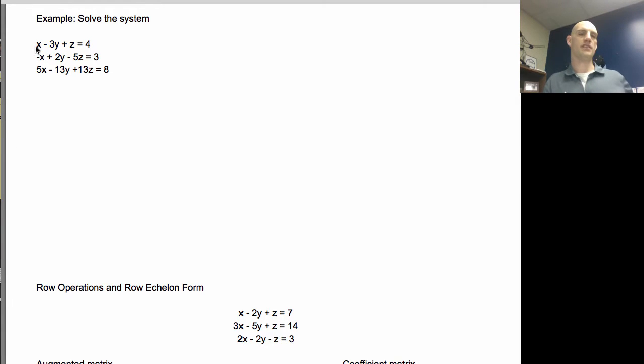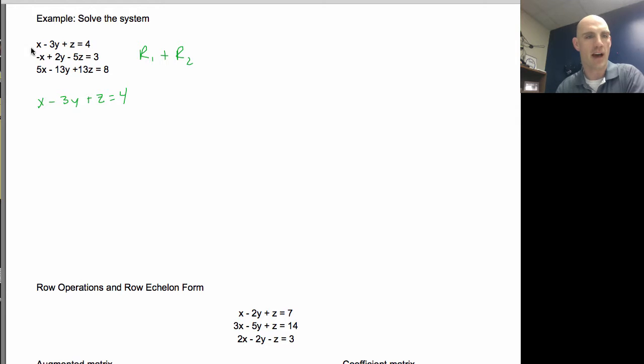Well, if I look here, I've got this x up here. This is really nice. So what I'm going to do is row 1 plus row 2. That's going to eliminate an x. So on top I'm going to have x minus 3y plus z equals 4.